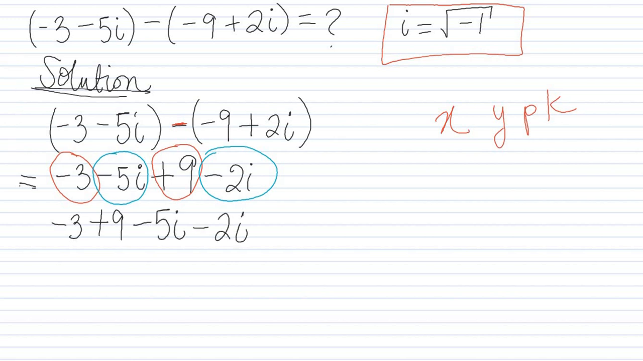So -3 plus 9 is what? -3 plus 9 is the same thing as 9 minus 3, so that's 6. And -5i - 2i is the same thing as -7i. So the answer to this question is 6 minus 7i. Let me write my i to be cuter, of course, because we just did the problem and we want to make sure everything is super neat. So our answer is 6 minus 7i.